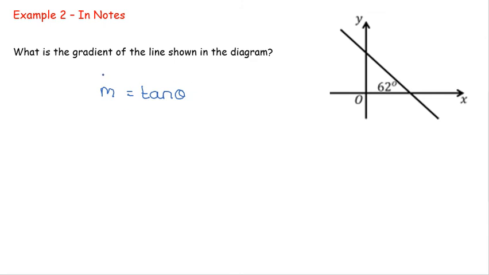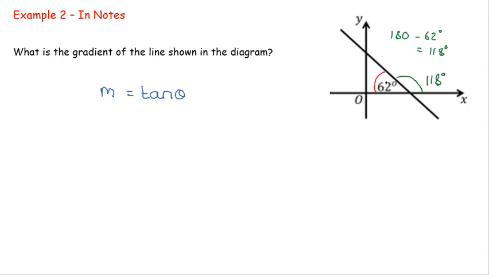Once I've identified that I'm going to use this formula, the next thing I need to double check is that the angle that I'm using is the correct one. Again, the line is going to make 2 angles, one to the left and one to the right. We always want to use the one to the right of the line, i.e. the positive direction of the x-axis. So we're going to have to work out the missing angle here. These two are supplementary angles, so we just do 180 subtract 62 degrees, which leaves us with 118 degrees. So the angle we should be using in this case is 118 and not the 62 degrees.